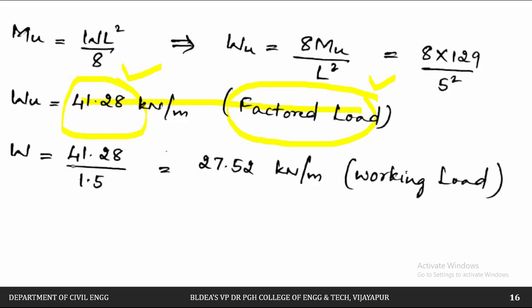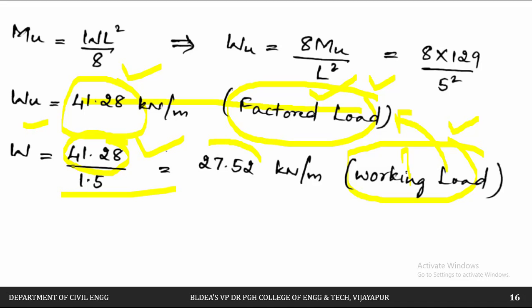But we have to calculate the working load. In the previous problem we have seen how we got the factored load: we used to multiply by the factor of safety. Now we have the factored load, and we have to calculate the working load. So how to calculate the working load now? We are going to divide it by the factor of safety. Therefore W is equal to this factored load divided by the factor of safety. If you do that, you will get the answer as 27.52. So this much amount of UDL we can put on the given beam section. This is nothing but the working load.